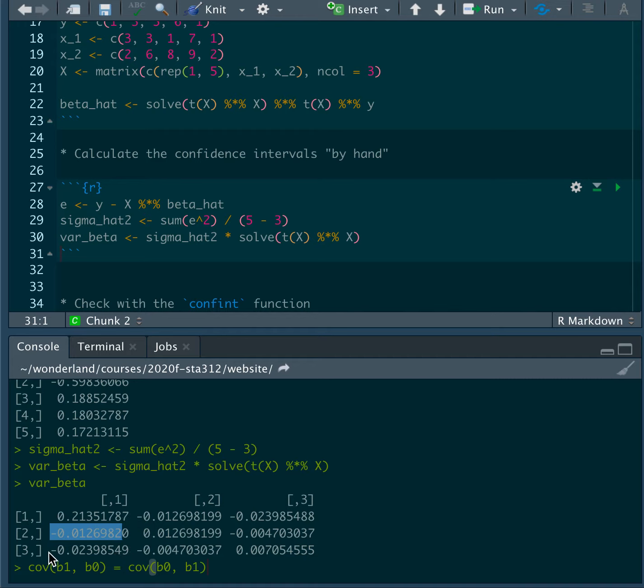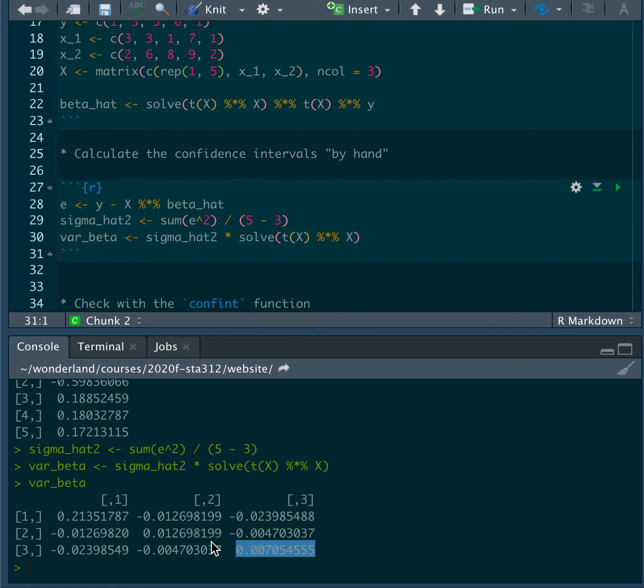And similarly, this value right here, this is the covariance between beta 0 and beta 2, which is exactly the same as the covariance between beta 0 and beta 2 as put right here. And so this is going to be the covariance between beta 1 and itself, so that's the variance of beta 1. And this is going to be the variance of beta 2.